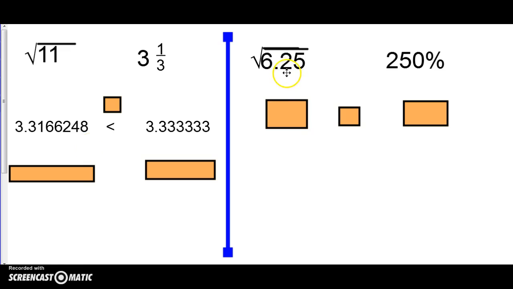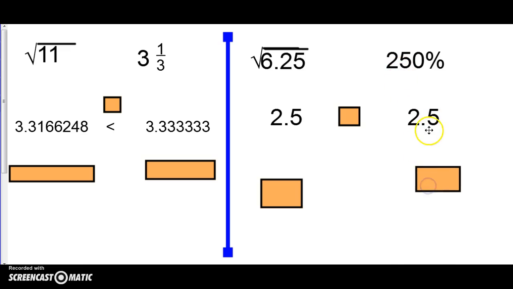625, we already know is a perfect square, but when you put the decimal there, it's the same as 2 5/10. Here, we would move the decimal 2 places to the left, like we do for any percent, and we would get 2 5/10 again. They're equal.